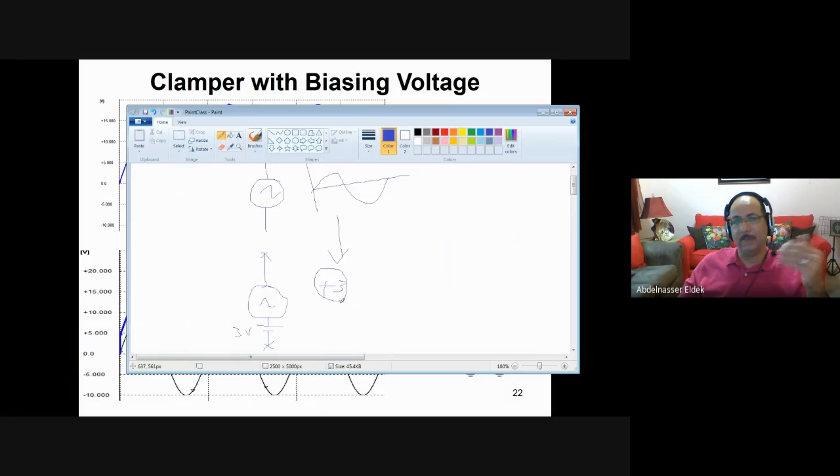But the advantage of the first two, the positive and negative, is that you don't need to add a power supply. You just have a capacitor. Because the power supply costs money, of course. You need a battery, but here you don't need. In the first two, you don't need a battery. You just need a capacitor. The capacitor will charge and will do the job.